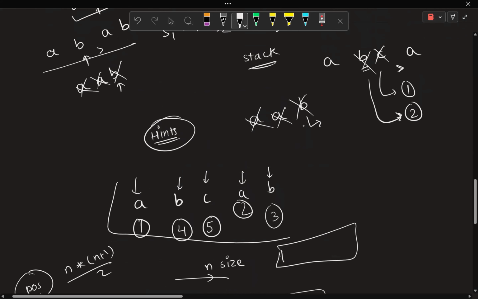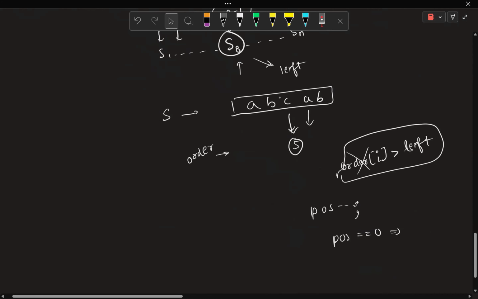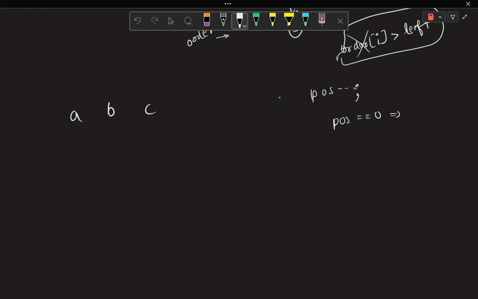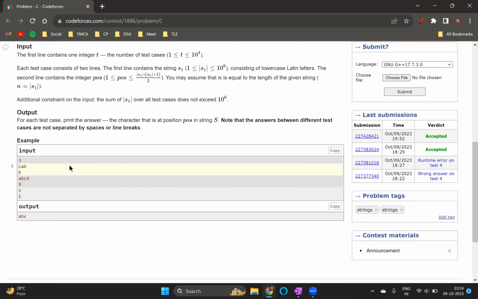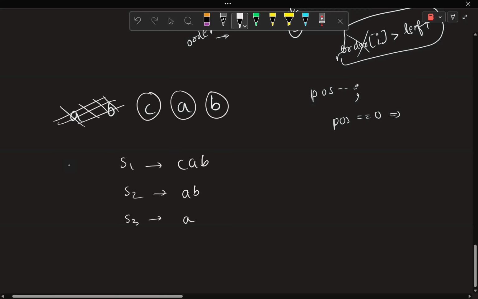For this numbering part, what I have been doing, you can just take it like this. I know A, B, C, or let's take some other example, maybe this one, C, A, B. Let's just take this C, A, B example from the test cases. What do you think? Which element would be removed first? If S1 is C, A, B, what would be S2? Yeah, C would be removed and it would become A, B. Then S3 would be A.